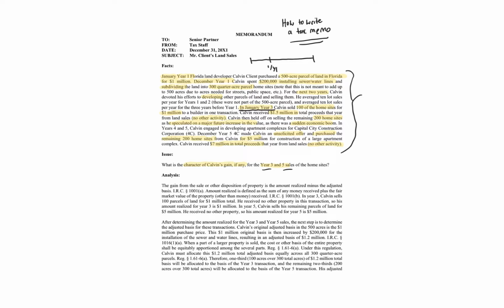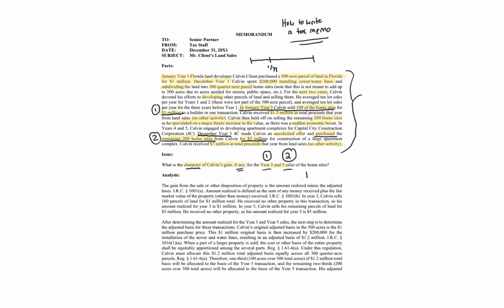On January year 3, Calvin sold 100 of the home sites for $1 million. That is number one. That's number one at issue. Number two at issue is December of year 5. 4C made an unsolicited offer and purchased from Calvin the remaining 200 home sites for $5 million. And that is number 2. So those are the two transactions at issue here, two dispositions at issue. And we have to determine if there's any gain, and if there is gain, we need to calculate it. And we also need to determine characterization.